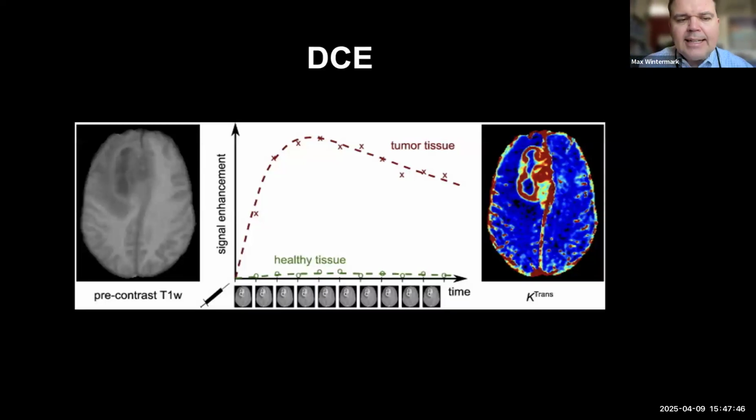The final technique that I wanted to describe is called DCE, or dynamic contrast enhancement. So for this one, again, you inject contrast, but this time what you are looking at is a little bit different.